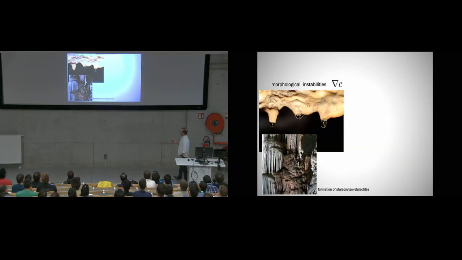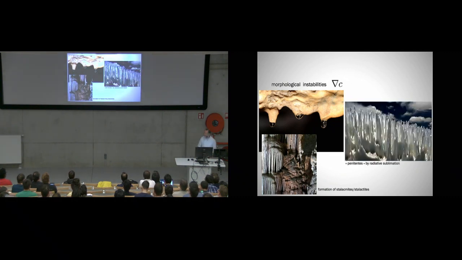Also, morphological instabilities. That's not what we really think about as an instability, but if you have a gradient in some kind of chemical concentration, in that case it's calcium, you actually get the formation of stalagmites and stalactites in caves. It is a very slow instability, but nevertheless it's a morphological instability. Okay?